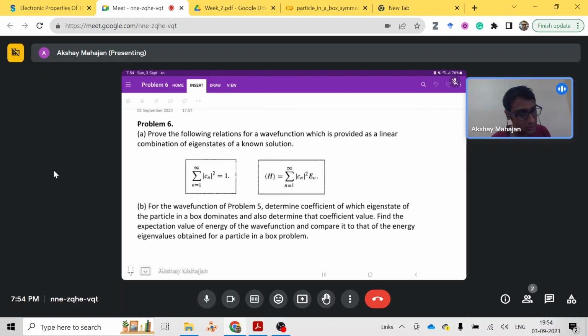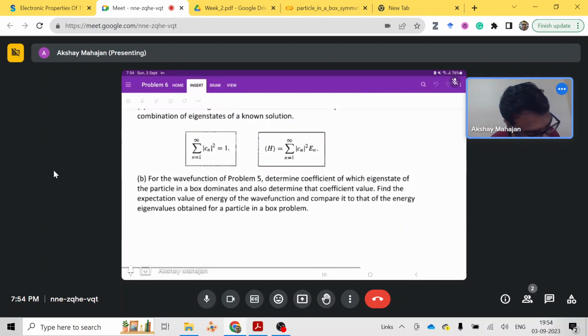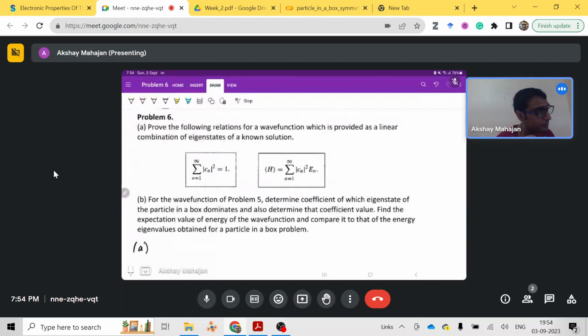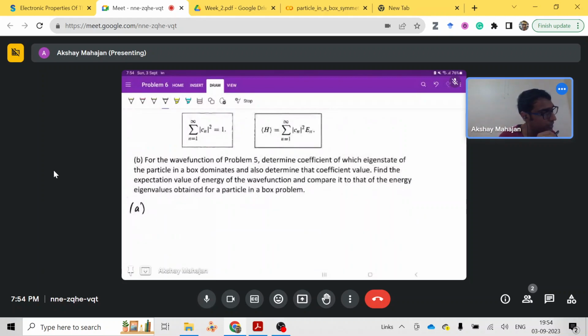So now in problem number 6, we have to prove the following relations for a wave function which is provided as a linear combination of eigenstates of a known solution. So we are using this, and we are just going to prove this theorem quickly. The first thing we have to prove.